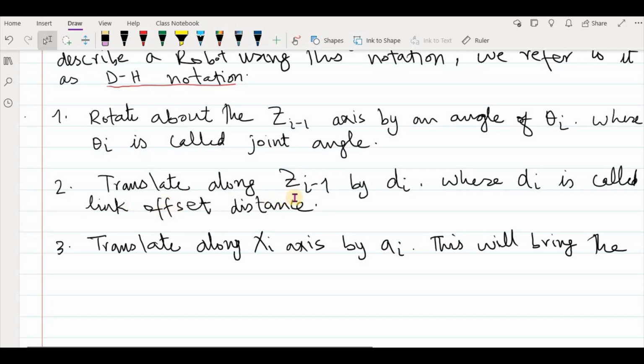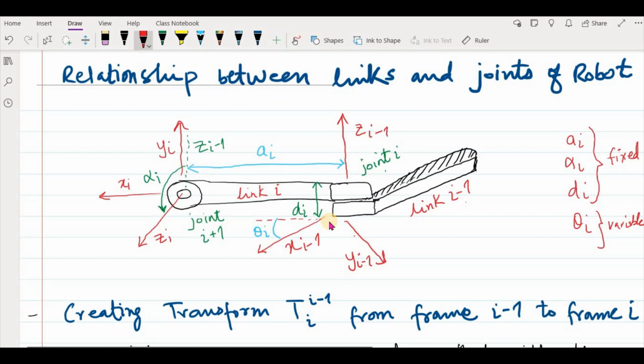The second step is to translate along z_{i-1} by d_i, where d_i is called the link offset distance. So this axis i minus 1 is attached to link i, and then from here to here we need a translation, because these two links are a distance from each other, and that distance is d_i. So with link 1 we have a joint i, we have a rotation, and then we have a translation here.